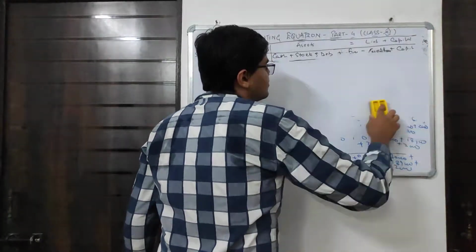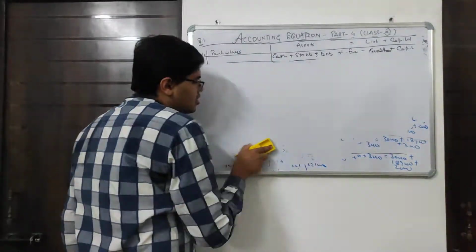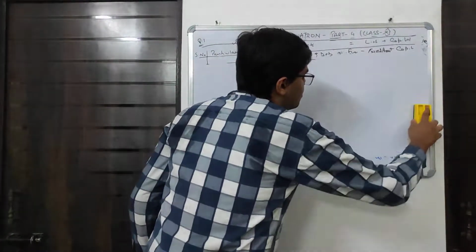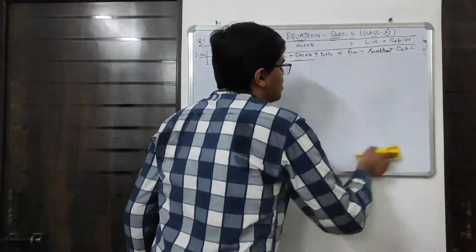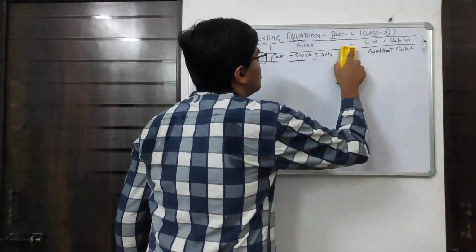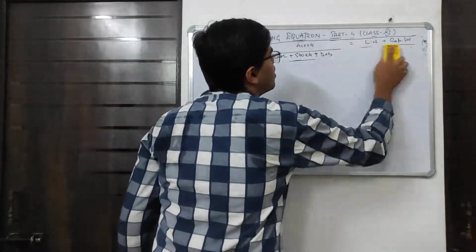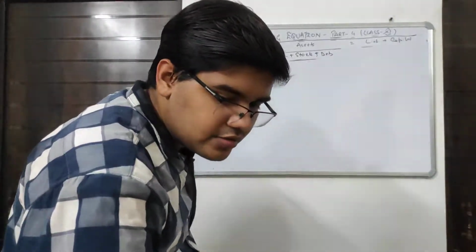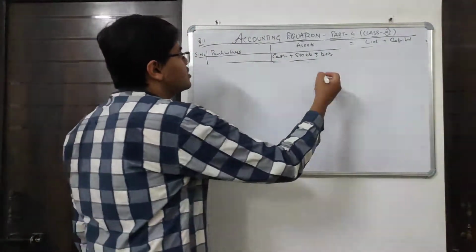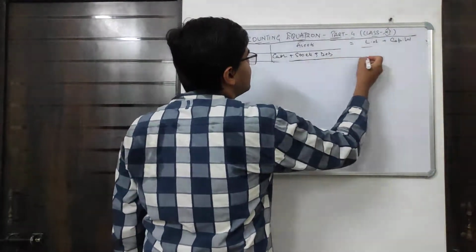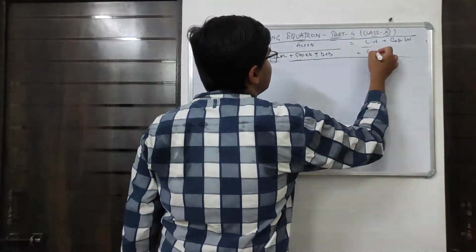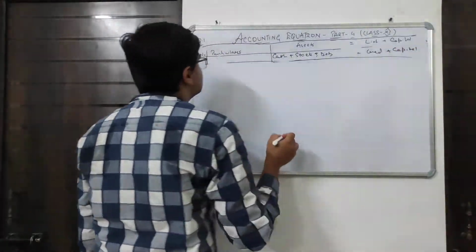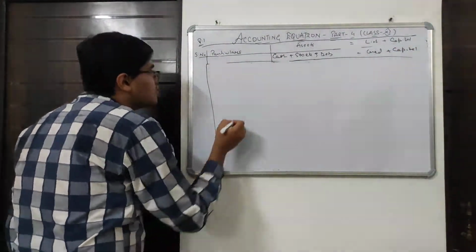So our third question is very much simple and very much short. It won't take much time. Let me write it once again to make it clear to you. Cash, stock, debtor, creditor plus capital.